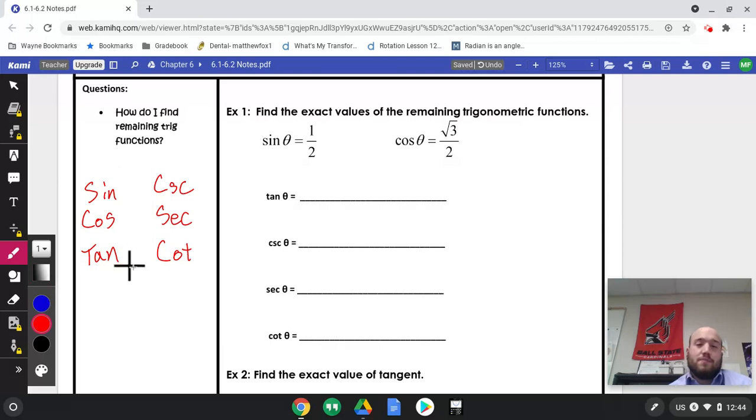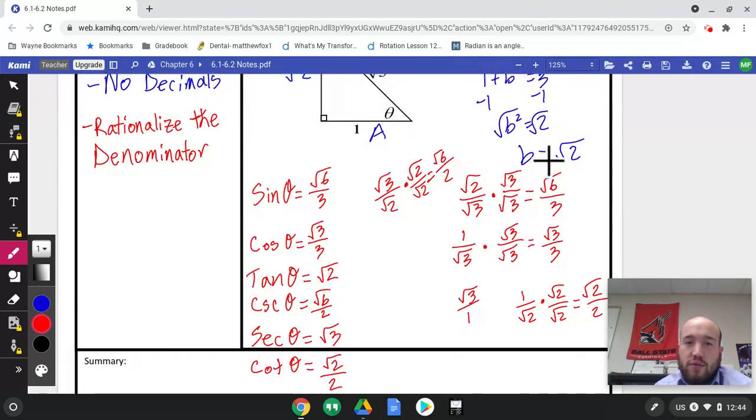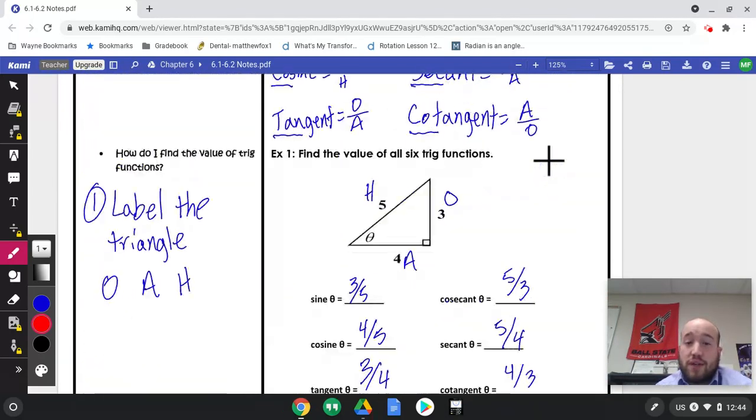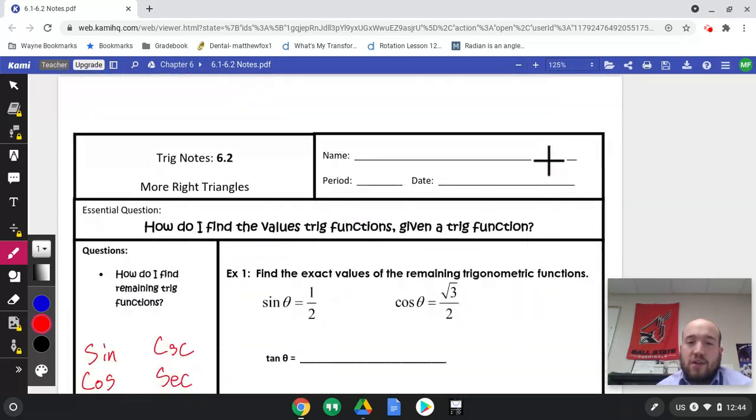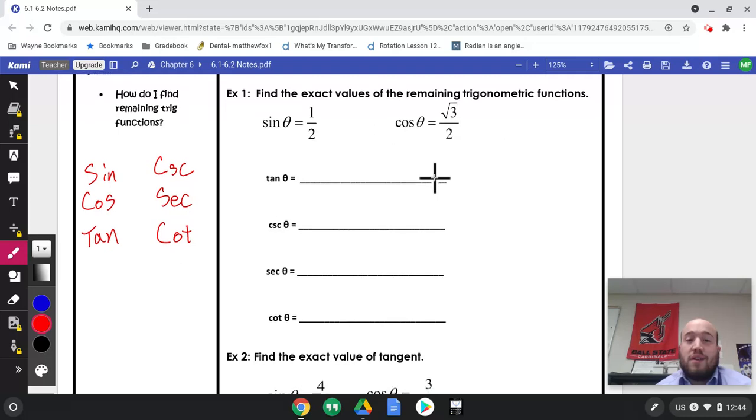Okay, so now if we look at this example here, it says find the exact value of the remaining trigonometric functions. Now as you'll recall, when we did it before, we had triangles. This time we don't have a triangle. We just need to go based on what they gave us: what sine is, and what cosine is. However, hopefully you remember, we don't have a picture, but we can still determine some things.